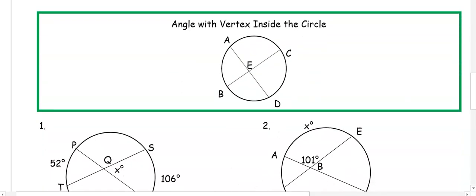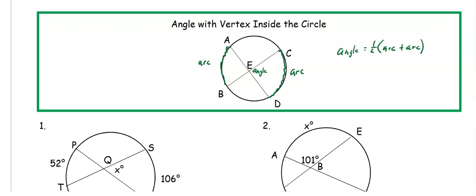The third type is an angle that has a vertex inside the circle. So if this is our angle, it is intercepting 2 arcs. To get the angle, it is equal to 1/2 the sum of the arcs. So we're going to add arc plus arc. Remember that the angle is always by itself. It doesn't matter where the variable is. So sometimes the variable will be by itself. Sometimes the variable will be in the parentheses.